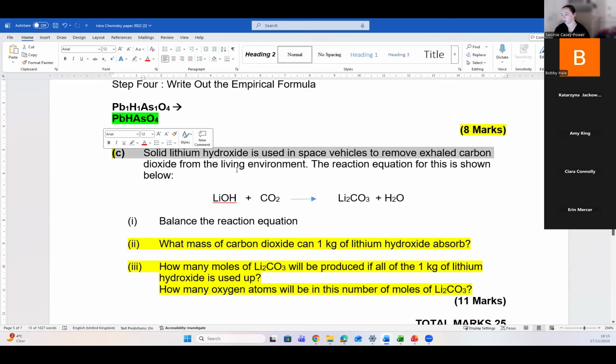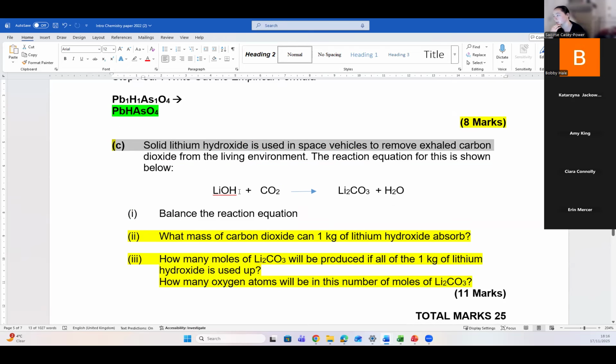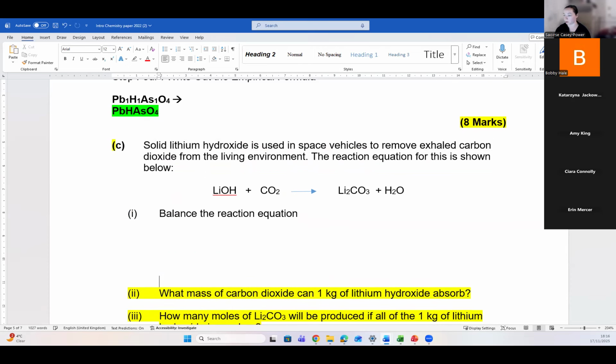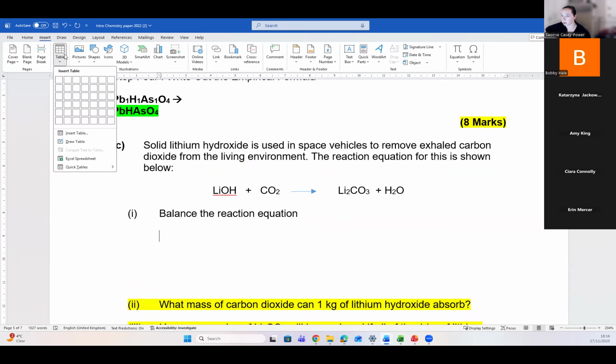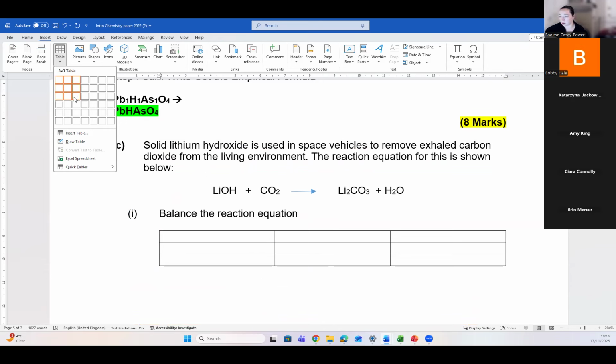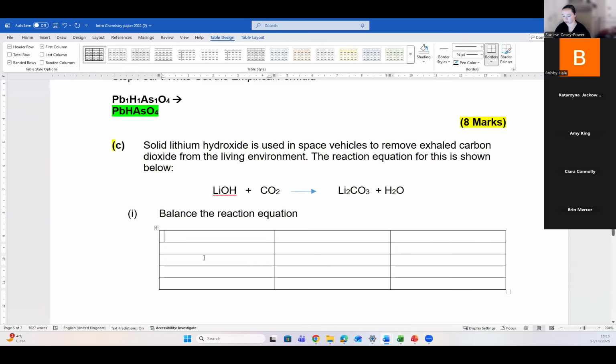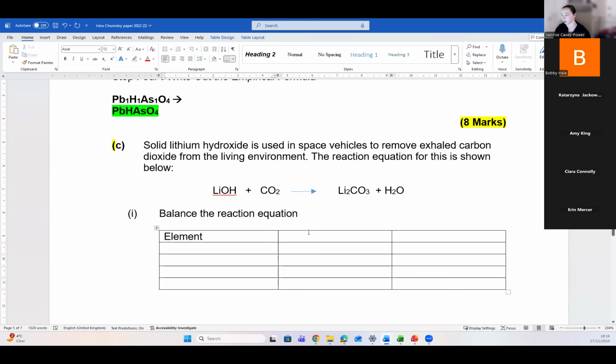Okay, so I'm moving on to part C here. They normally give you a spiel at the start. Solid lithium hydroxide is used in space vehicles to remove carbon dioxide from the living environment. And then we have the reaction. What they normally start these questions off with is balancing the reaction equation. What I recommend, and it's what we practiced already, is to write yourself a table on your exam sheet, something like this, with your left and right.